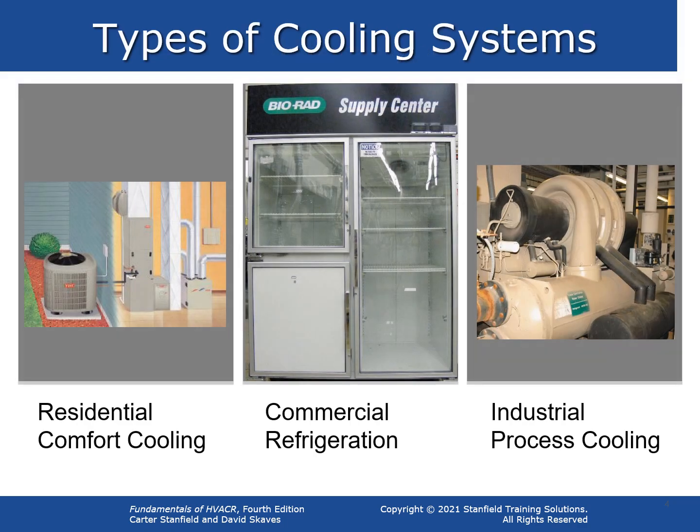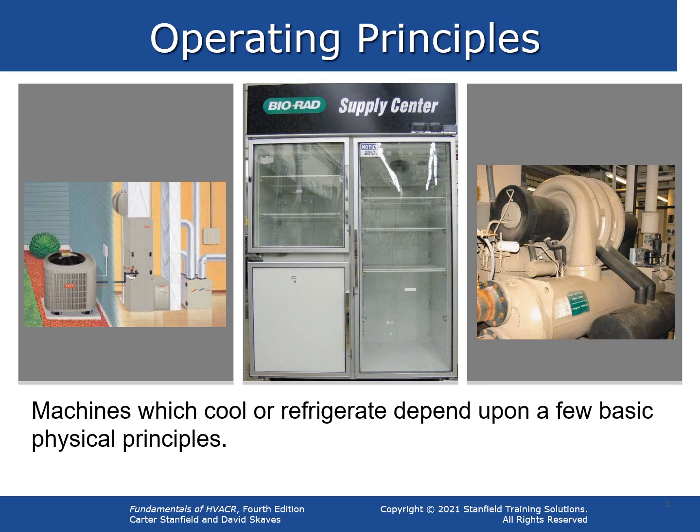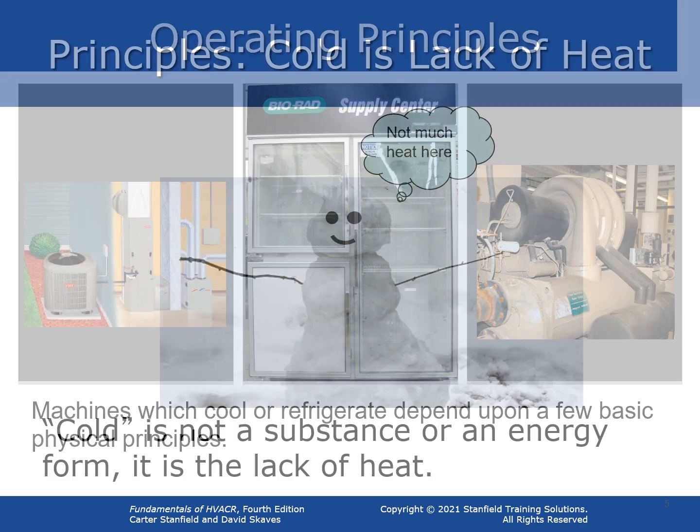Air conditioning systems cool people. Commercial refrigeration systems are chiefly concerned with cooling products, and industrial process refrigeration is used to cool equipment and machinery in large industrial manufacturing plants. Most machines that cool or refrigerate something use the same mechanical refrigeration cycle. This cycle depends upon a few basic physical principles.